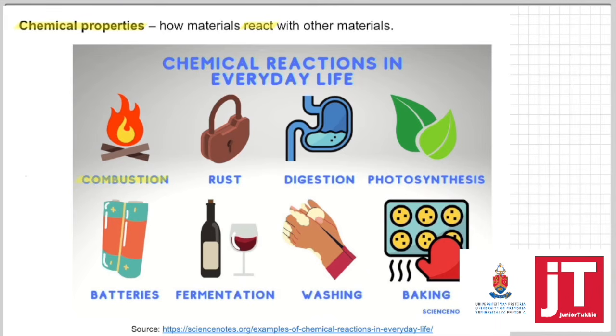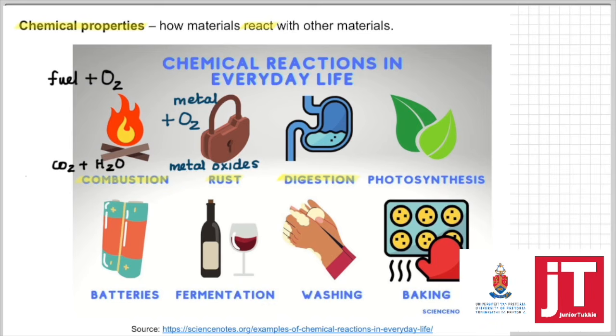Let's start off with combustion. Combustion takes place when a fuel reacts with oxygen to form completely new substances, specifically carbon dioxide and water. Rusting takes place when metal reacts with oxygen to form what we call metal oxides.